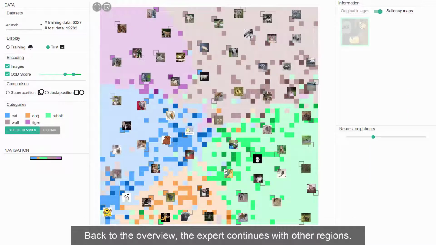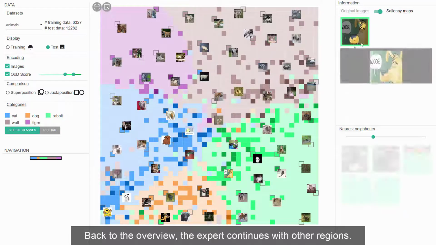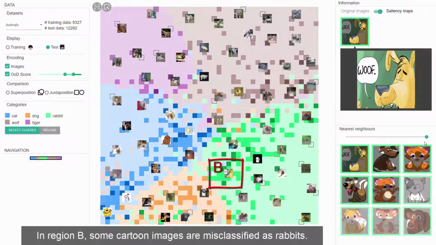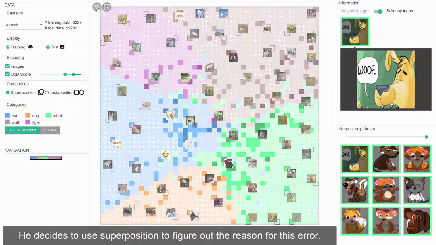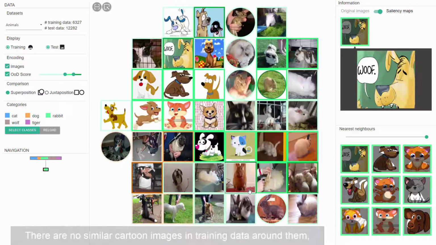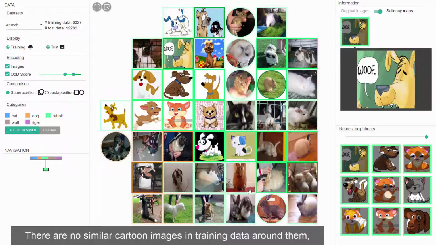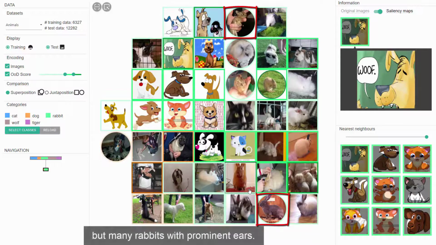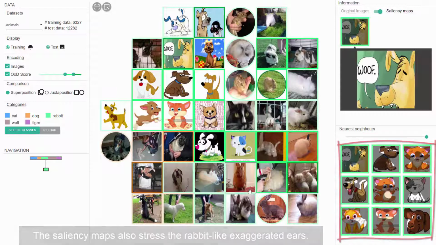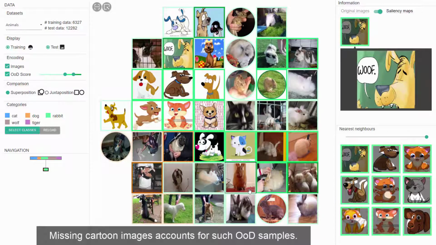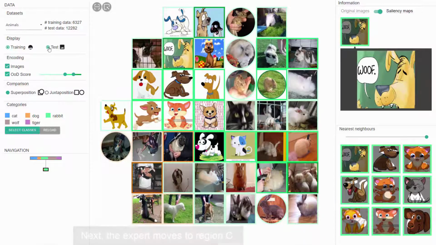Back to the overview, the expert continues with other regions. In region B, some cartoon images are misclassified as rabbits. He decides to use superposition to figure out the reason for this error. There are no similar cartoon images in training data around them, but many rabbits with prominent ears. The saliency maps also stress the rabbit-like exaggerated ears. Missing cartoon images accounts for such OOD samples.